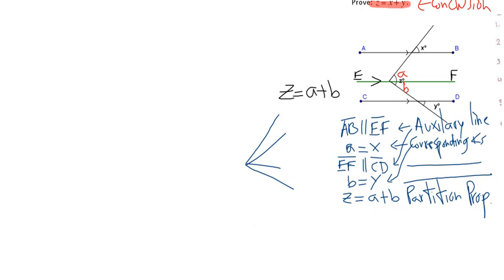And now we're going to do the substitution. Instead of A, we write what's equal to A. And instead of B, we write what is equal to B, which is Y. And that is how we have Z is equal to X plus Y. And what did we do here? We simply substituted. So we're using substitution.